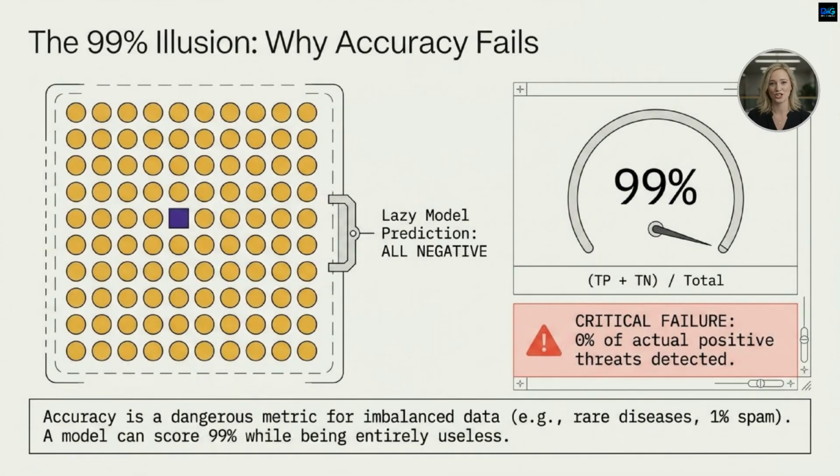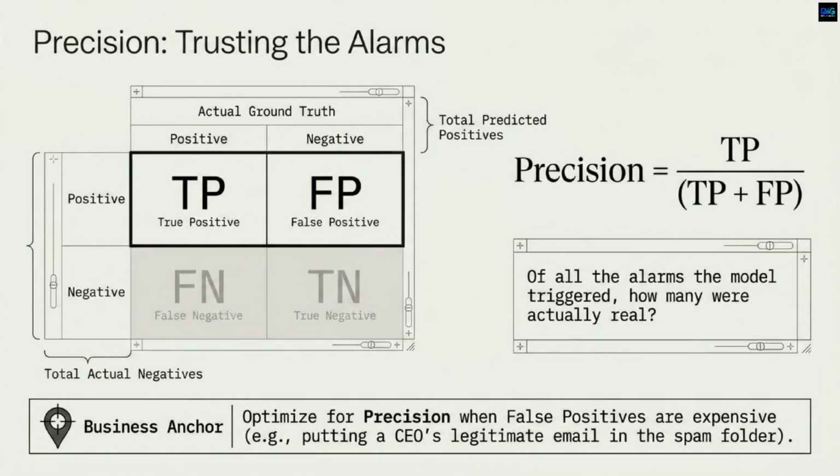Accuracy measures the proportion of correct predictions. While useful, it can be dangerous with imbalanced data. A model that ignores rare events can still achieve high accuracy while remaining entirely useless. Always look beyond this simple metric when your data is skewed.